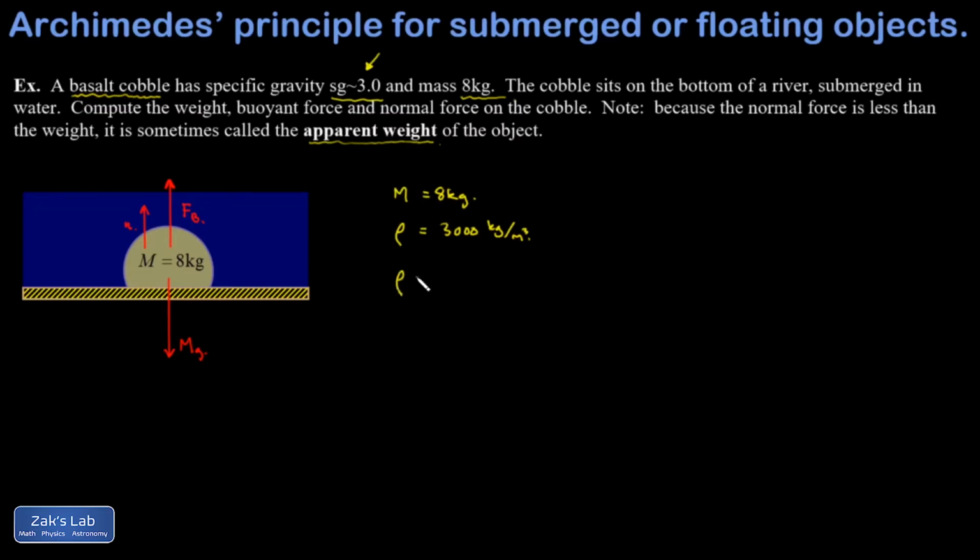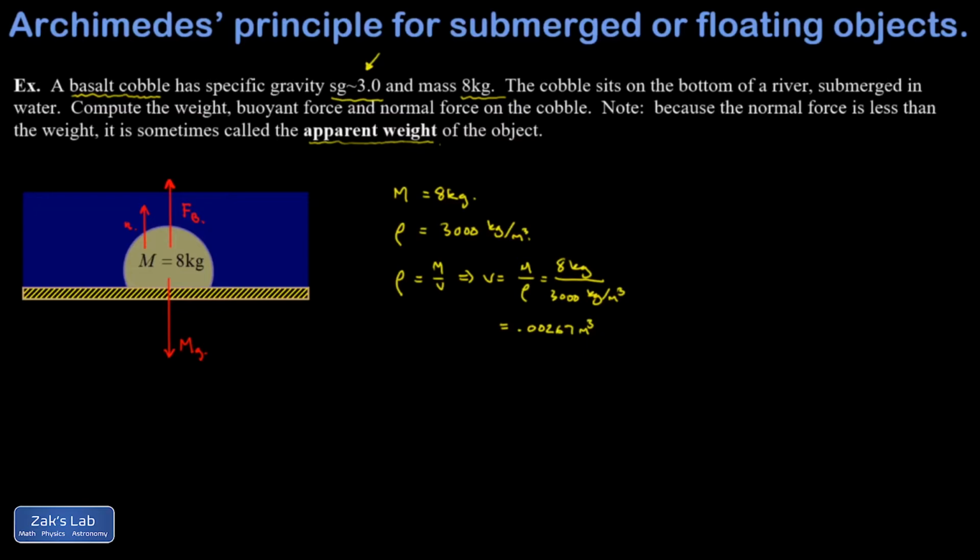So just a quick reminder, density is mass per volume, which means volume is mass over density. So plugging in my numbers, that's 8 kilograms over 3,000 kilograms per cubic meter. And you can see that the units work out there. And I get a volume of approximately 0.00267 cubic meters. Now that was actually a repeating decimal, and I'm going to use the repeating decimal in my calculator so I don't compound my rounding errors.